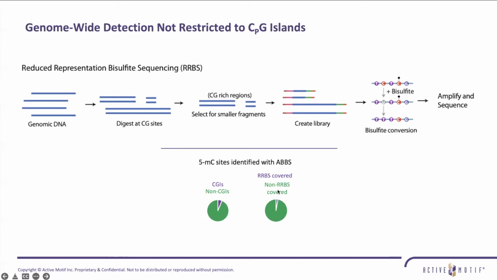We can see here also that there is a fraction of 5mC sites that overlap with RRBS covered regions, but also a whole lot of sites that are not covered with RRBS covered regions. And so we can say that ABBS measures 5mC inside, but also outside of CpG islands. So that's an advantage of the ABBS compared to the RRBS.